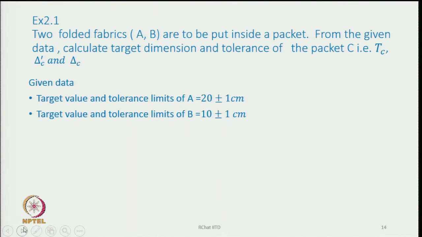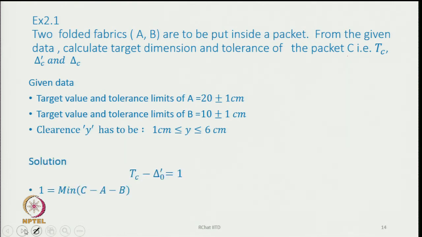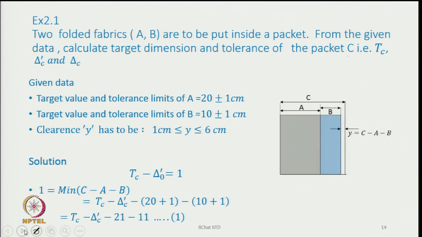What is this? Two folded fabrics are to be put inside a packet. From the given data, calculate target dimensions and tolerance of the packet C. So, let us say, yes, this diagram I am looking for. Let us say I have two fabric pieces and they are in folded state, one is A, the other one is B, and I have to now design a packet within which these two fabrics will be inserted.